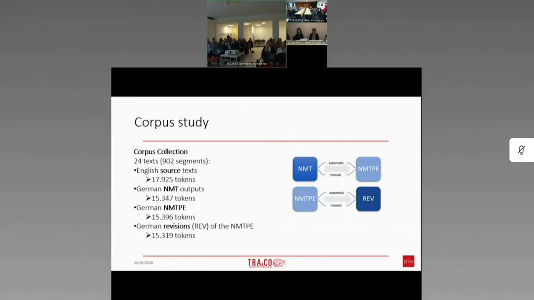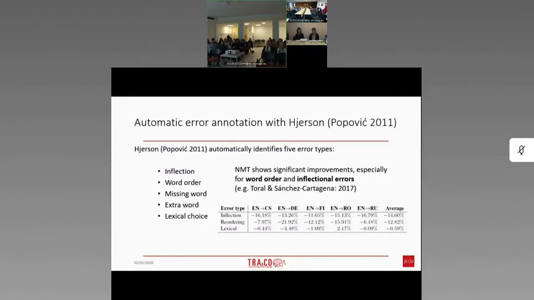So here you have an image again. We had the NMT output and we had the post-edited, so NMTPE, that's what we're calling it. And for this comparison between the raw machine translation output and the post-edited, we had an automatic analysis and a manual analysis, and the same thing for the comparison between the post-edited texts and the revised texts, the final texts that were published or used further. This is the rough outline there. We did the automatic error annotation with Hjerson. I'll tell you more about that in just a second, and the manual error annotation with MQM, which is a fairly standard framework for analyzing errors in post-editing and also translation.